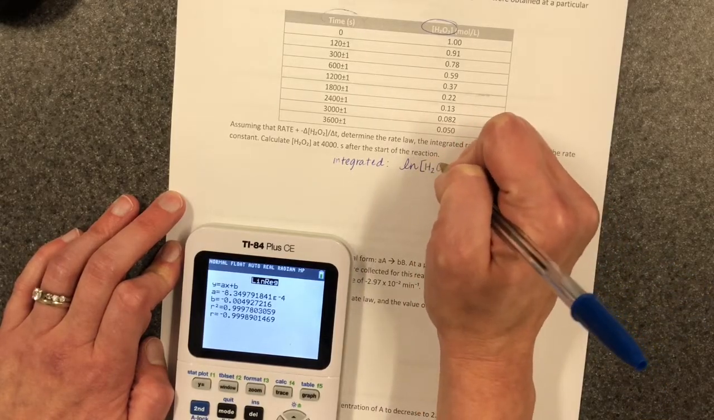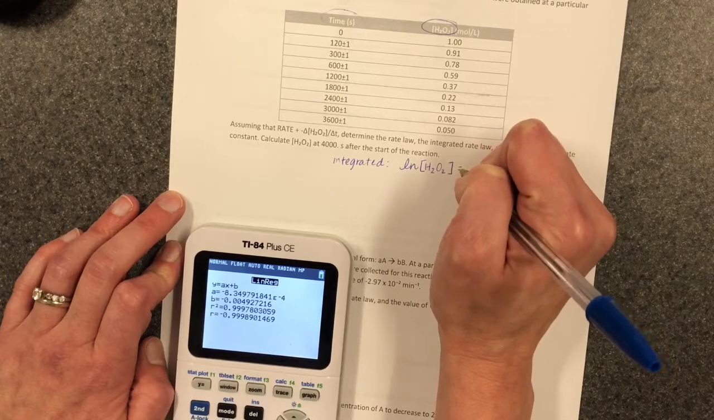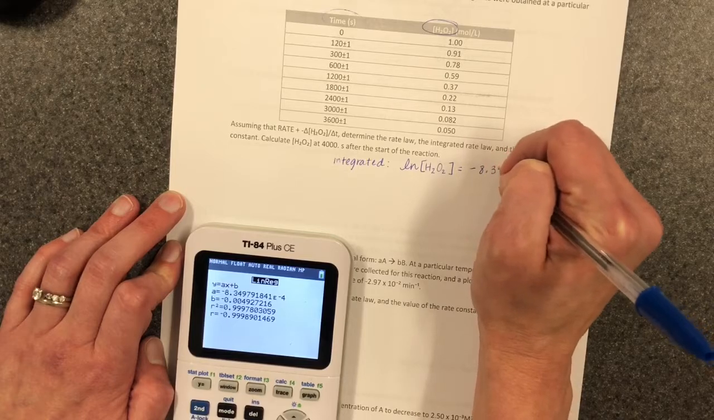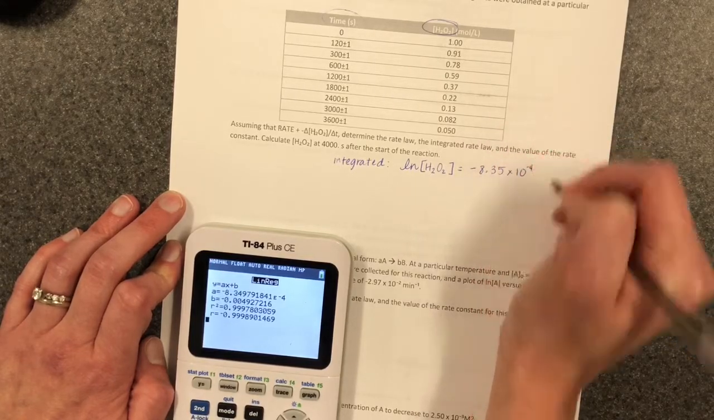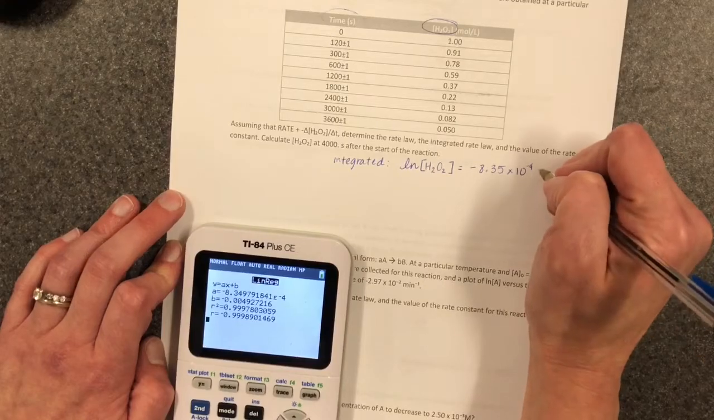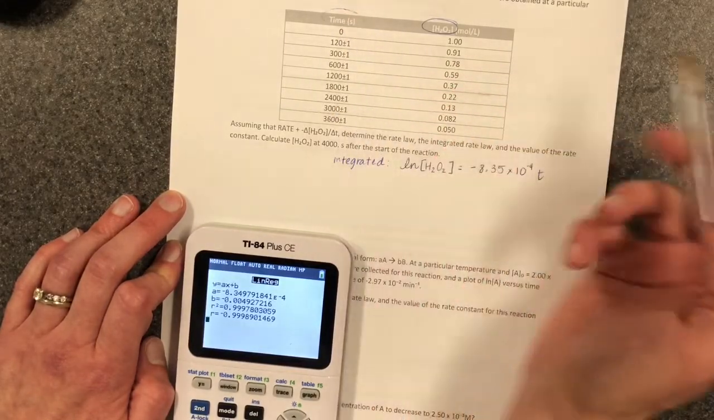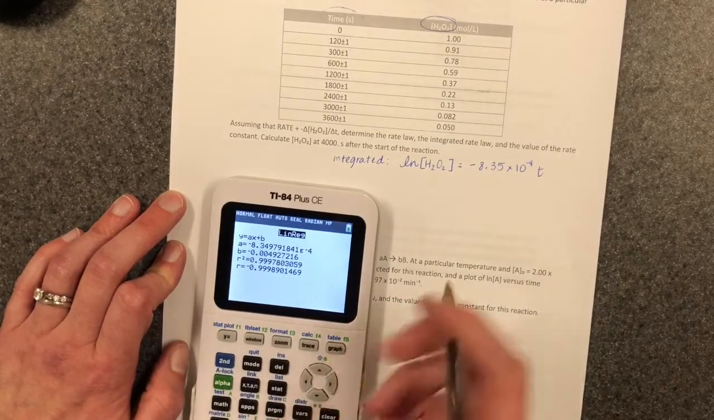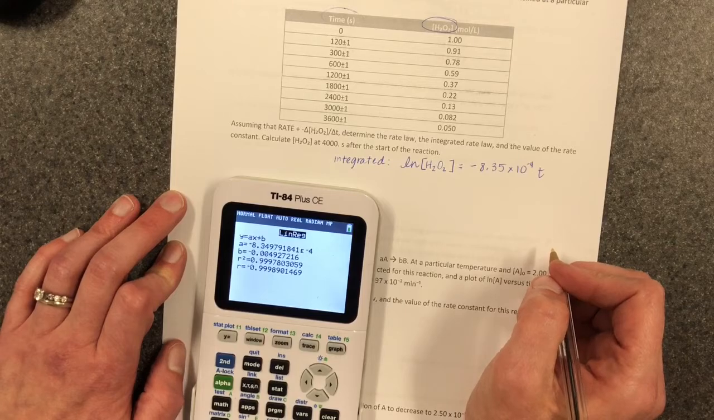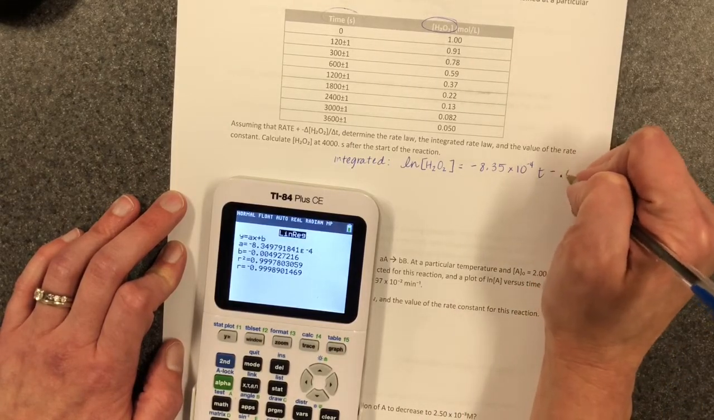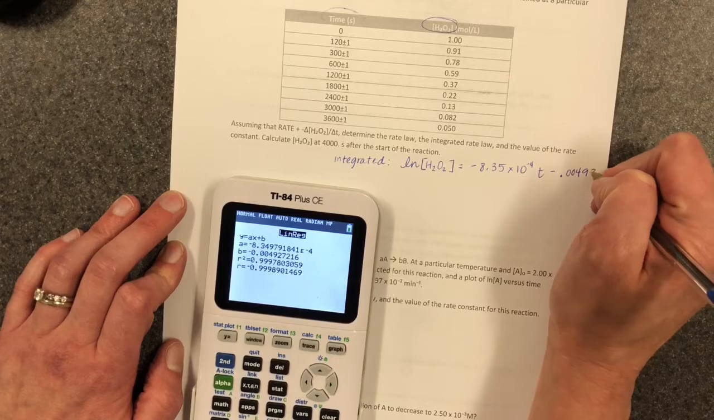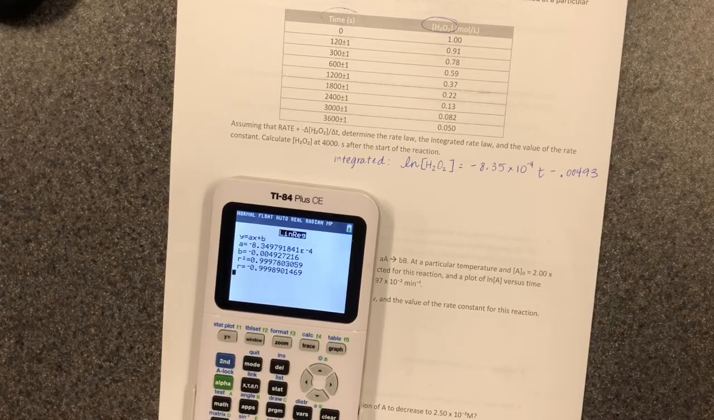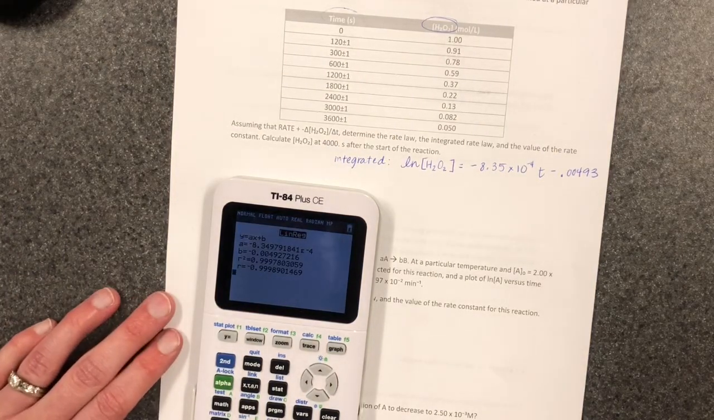It's the natural log of hydrogen peroxide concentration is equal to, and then my slope, which is negative 8.35 times 10 to the negative 4th. Don't forget your exponents, check for those. T, because we plotted time for x. And then if I look at my b value, it's negative 0.00493. So I'm going to do minus 0.00493. So that would be my integrated rate law. Again, that looks like the equation for a line. Okay, y equals mx plus b.